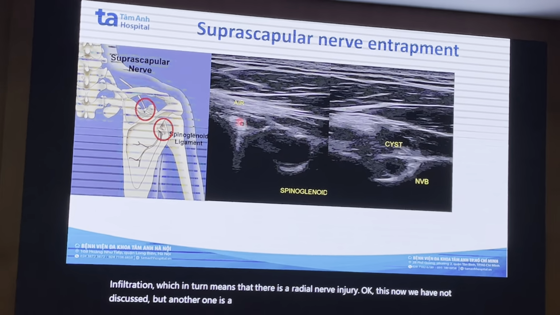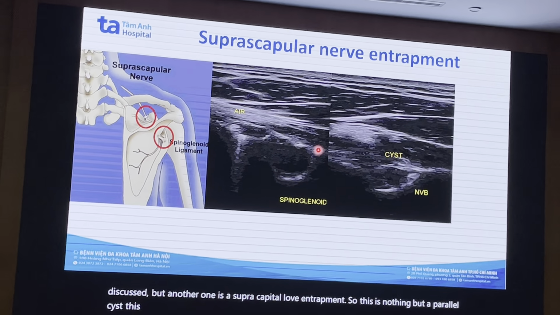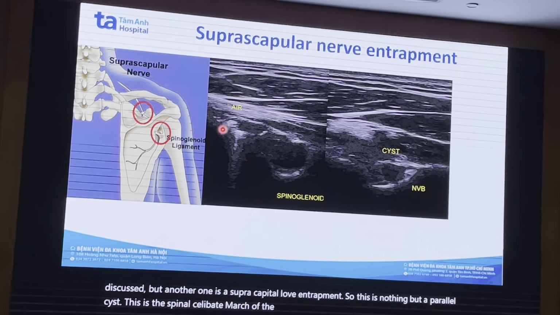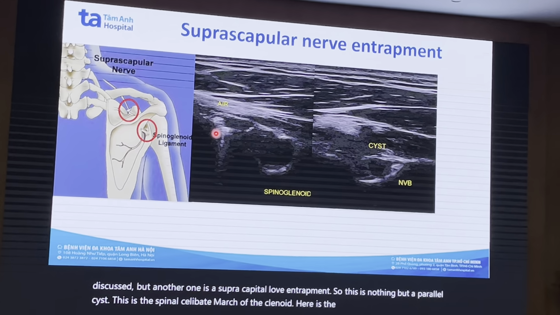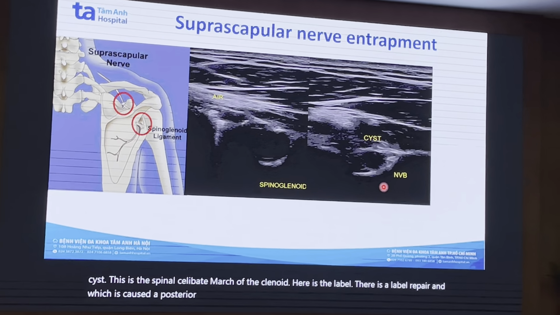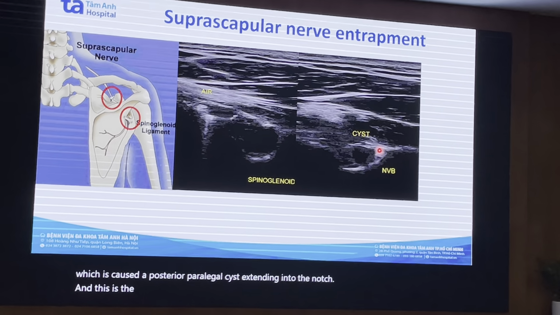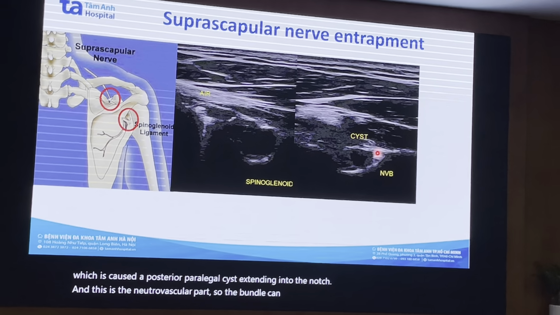Okay. This nerve we have not discussed, but another one is suprascapular nerve entrapment. So this is nothing but a paralabral cyst. This is the spinoglenoid notch of the glenoid. Here is the labrum. There is a labral tear, which has caused a posterior paralabral cyst extending into the notch, and this is the neurovascular bundle. So the bundle can get compressed in the notch.